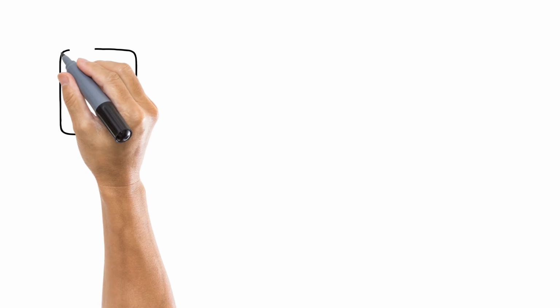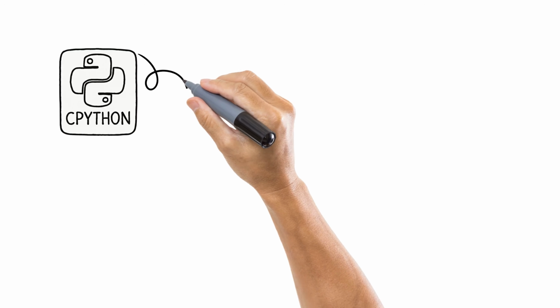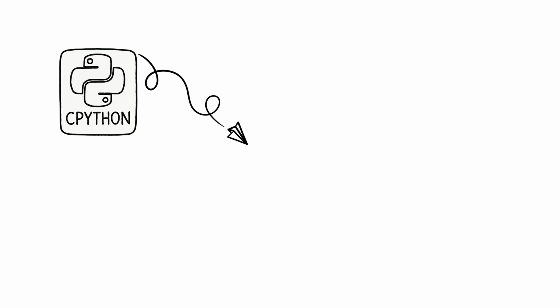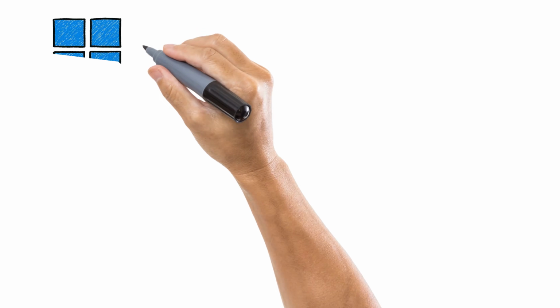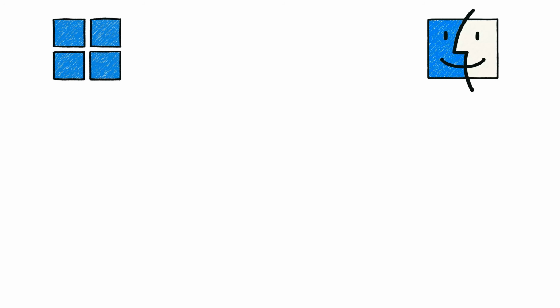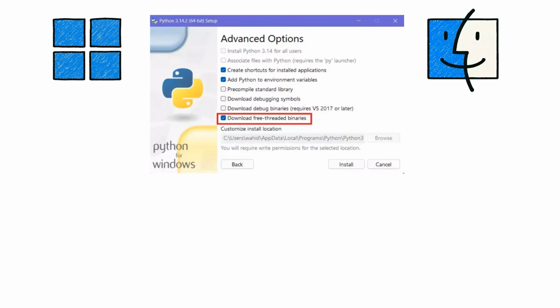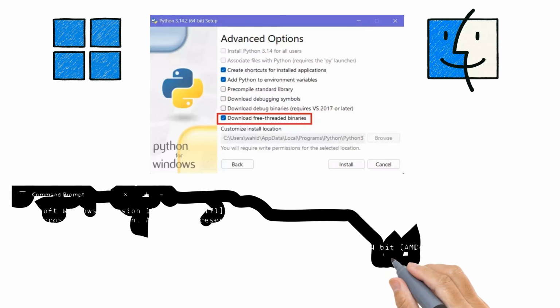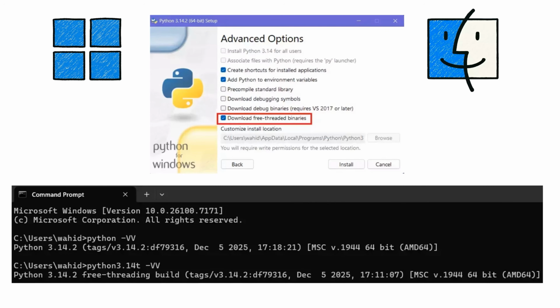To check if the GIL is enabled at runtime, Python added the sys._is_gil_enabled function in the sys library. On Windows or macOS, install Python 3.13 plus and enable the free-threaded binaries. You will see an executable with a T suffix, like python3.13t.